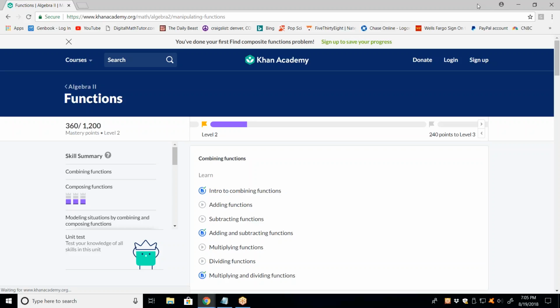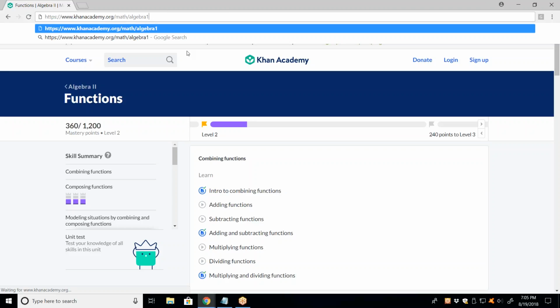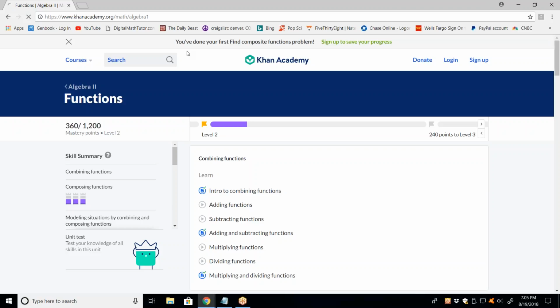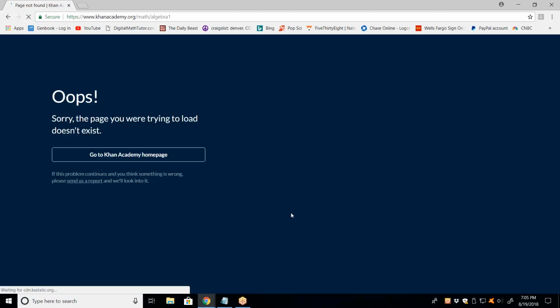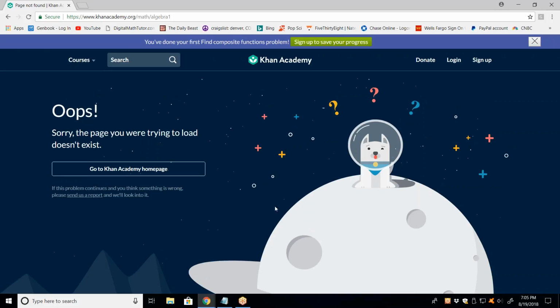From Khan Academy? Yes. So I need to back up to probably Algebra 1, I'm guessing. Yep. And let's see if we can find a unit test here. The page you were trying to load doesn't exist. Do you have a URL that you can copy and paste in the chat window? Yeah, one second. You might have it a little different. It may not be called Algebra 1.